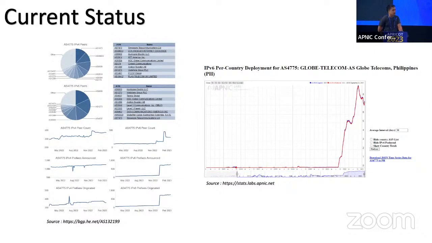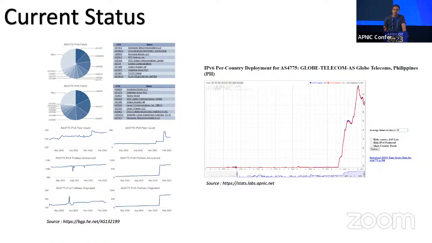The current status right now is as you can see here, we have the snapshot from bgp.he.net. We see that we already have IPv6 prefixes being announced into the network, and we also have IPv6 peers. We started to grow the network on the right side graph. We can see the APNIC statistics on the start of the announcement of IPv6 addresses from our network, AS4775.